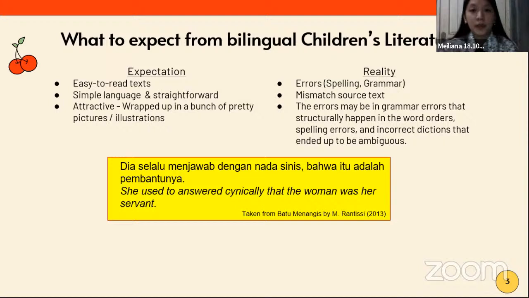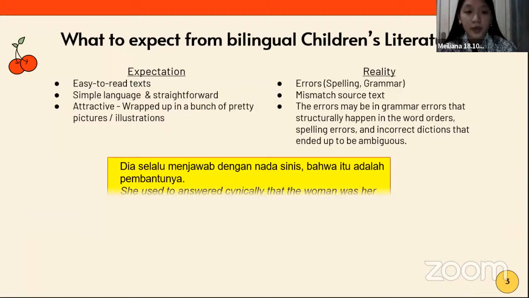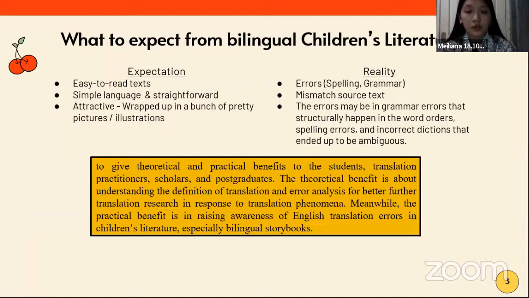For some people, maybe there is nothing wrong with this translation, but if we look further, there is a translation error in the use of the "to" infinitive. There is supposed to be this form after the word "to", because this is the standard writing of English. Therefore, from my research, I expect theoretical and practical benefits for students, translation practitioners, scholars, and postgraduates. The theoretical benefit is understanding the definition of translation and error analysis. Meanwhile, the practical benefit is that we can raise awareness of English translation errors in children's literature, especially in bilingual storybooks.